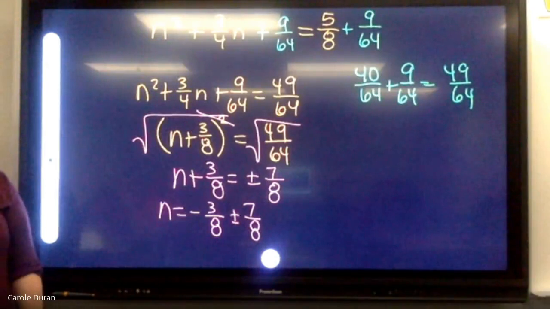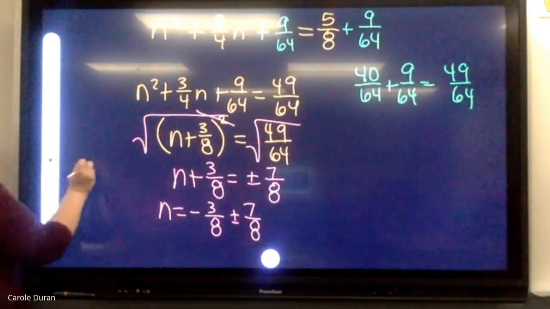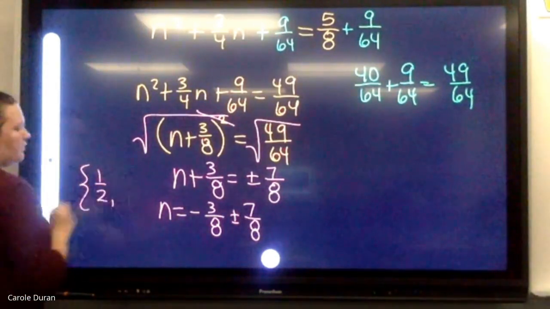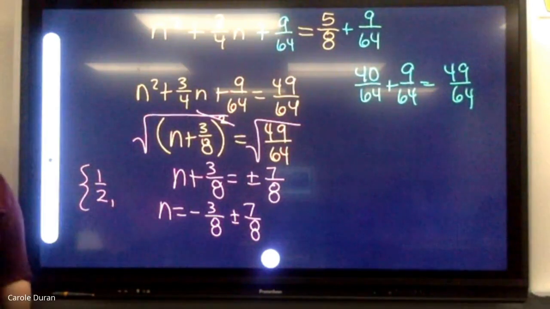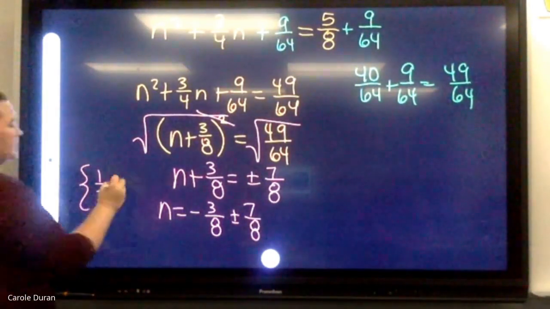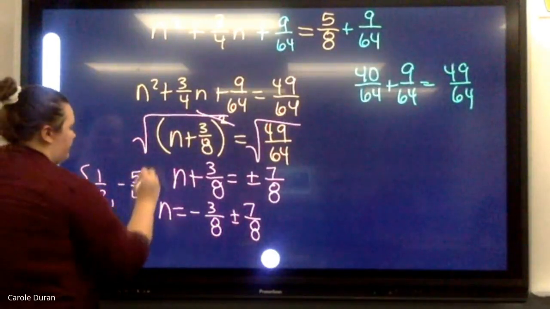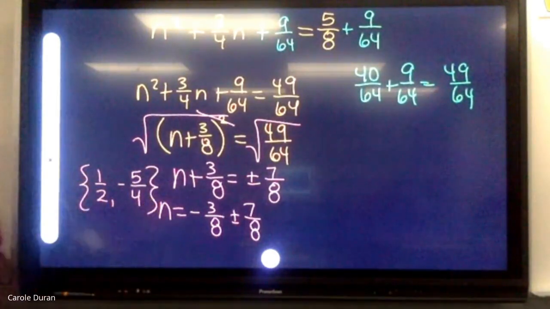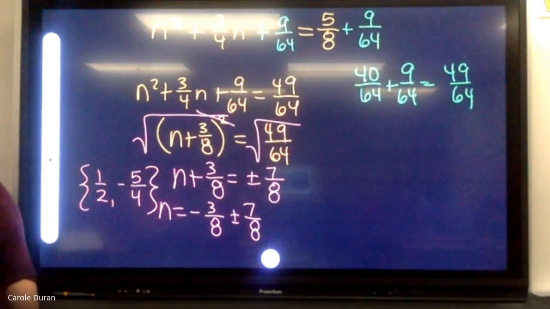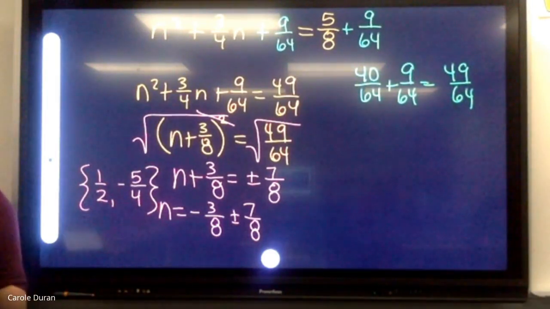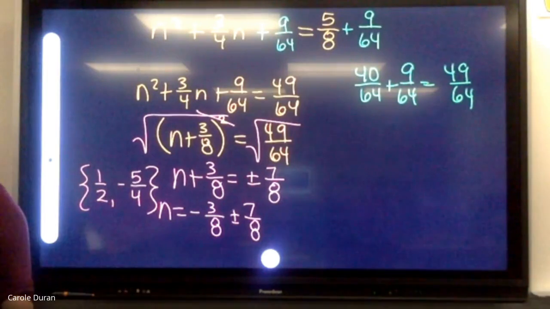Negative 3 plus 7 is 4. 4 divided by 8 is 1/2. Negative 3 minus 7 is negative 10. Negative 10 over 8 reduces to negative 5 over 4. So you have 1/2 and negative 5/4. Yeah, that makes sense.